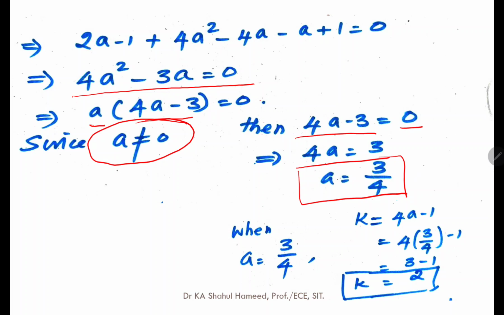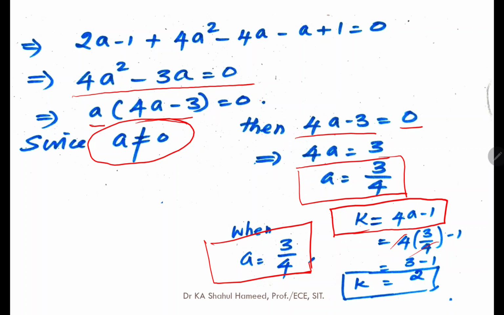Now I am substituting a is equal to 3 by 4 in this equation, the previous finding, k is equal to 4a minus 1. When I am substituting 3 by 4 in this equation, 4 into 3 by 4 minus 1. So 4 cancels. I'll get 3 minus 1. So k is equal to 2. So we found a and also k. Okay, so that the system is stable.